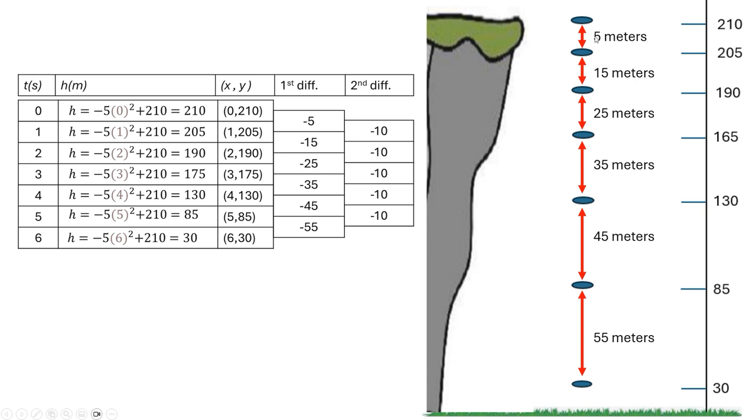And you can see this acceleration just by looking at the distance between the rocks after each second. Here, just 5 meters per second. Here, it's falling a little bit faster. In the next second, it's falling a bit faster, until at this point, it's falling quite quickly at a rate of 55 meters per second. 10 meters faster than it was the second before.